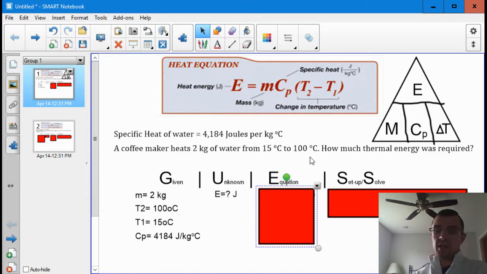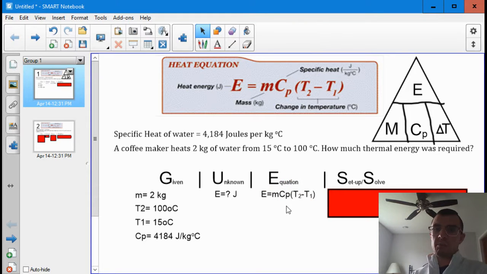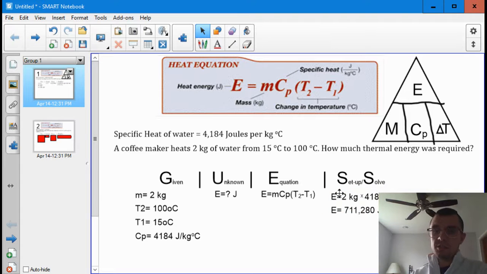In my equation then, using the equation that's up there, mass, specific heat, T2 minus T1. All I need to do then is plug in my numbers: kilograms times my specific heat times that change in temperature. If I put everything in right, it comes out to 711,280 joules.